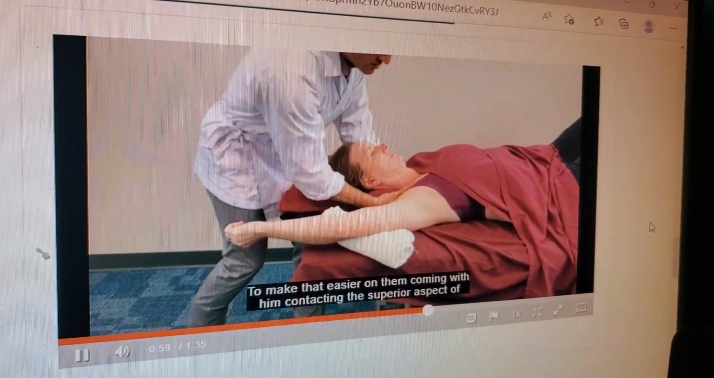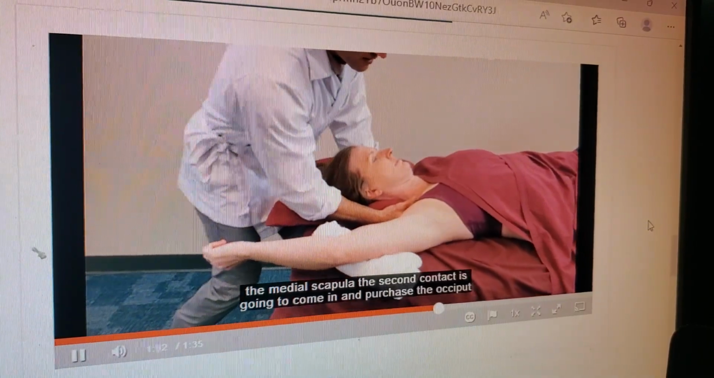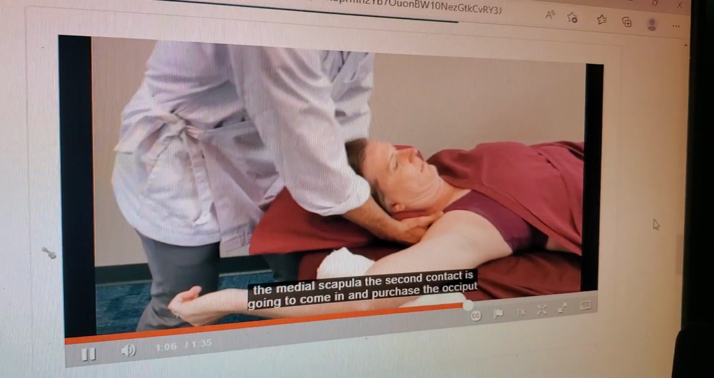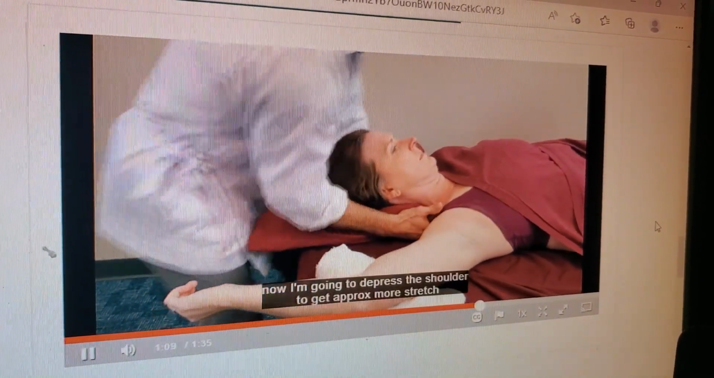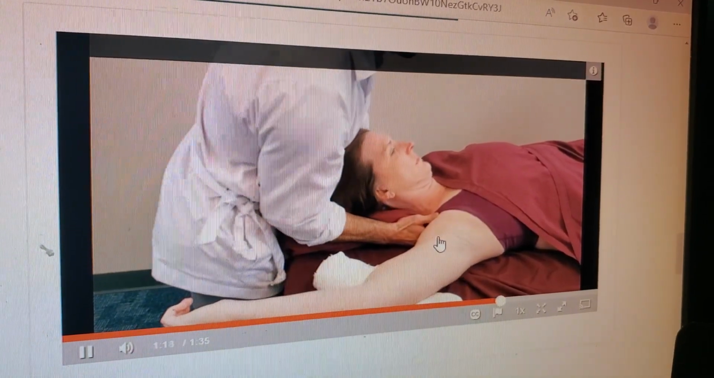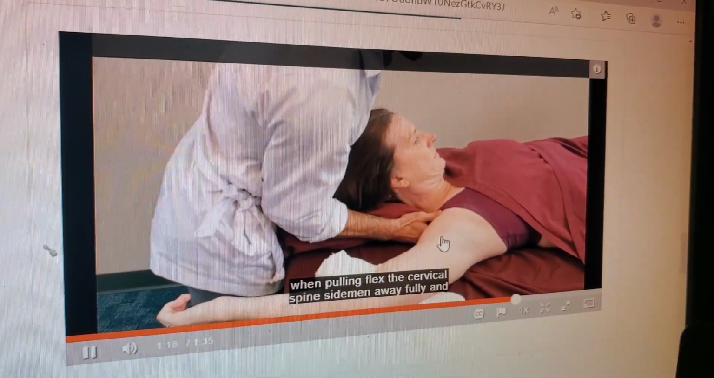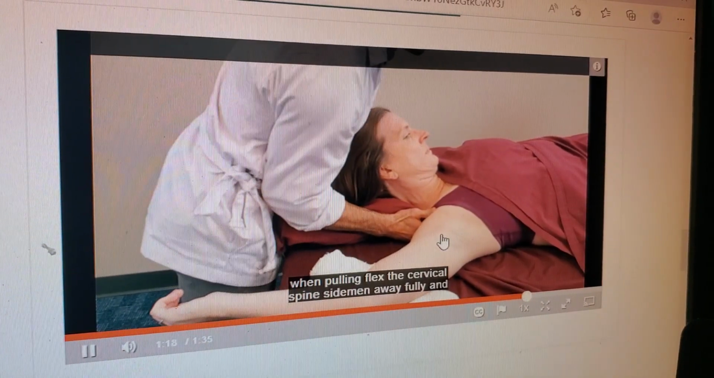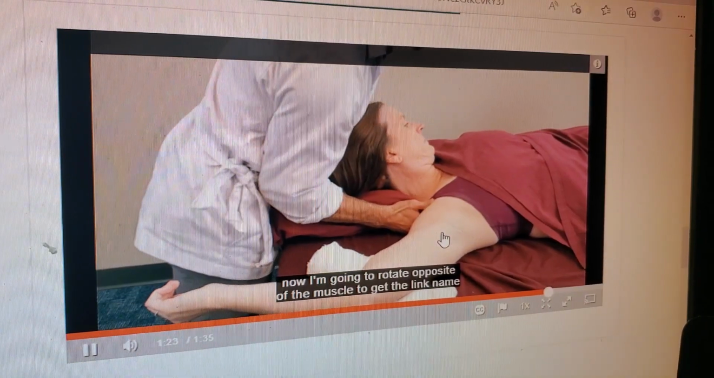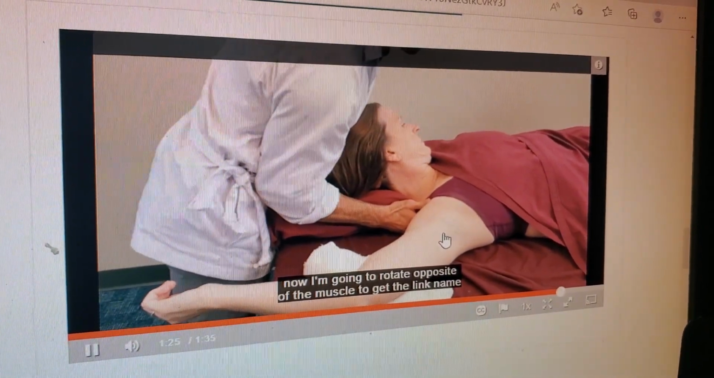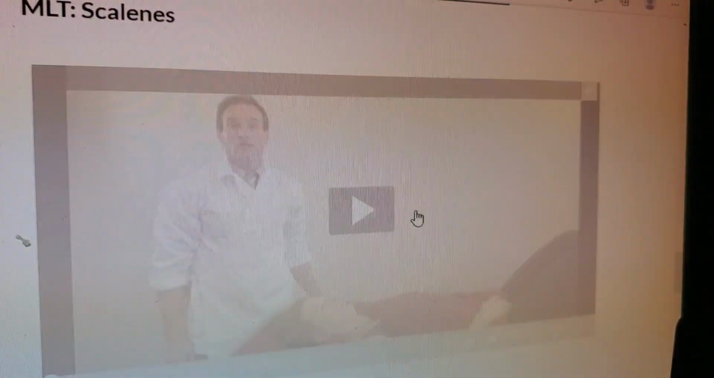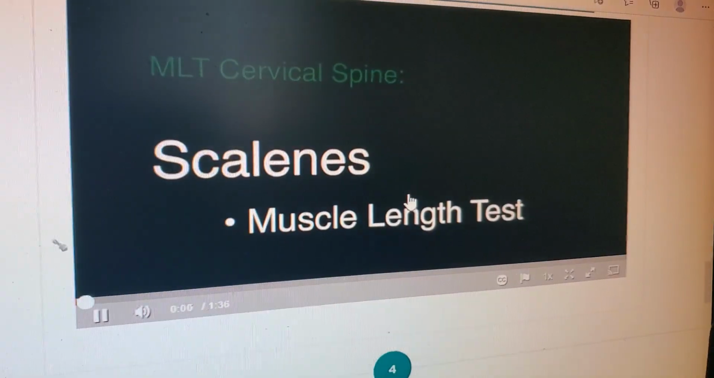Come in with the hand contact on the superior aspect of the medial scapula. Second contact is going to come in and purchase the occiput. Now I'm going to depress the shoulder to get the proximal stretch. Flex the cervical spine, side bend away fully, and now I'm going to rotate opposite of the muscle to get the lengthening. Do you feel any symptoms with that? Do you feel the stretch? Yes. And where? Come out nice and slow.